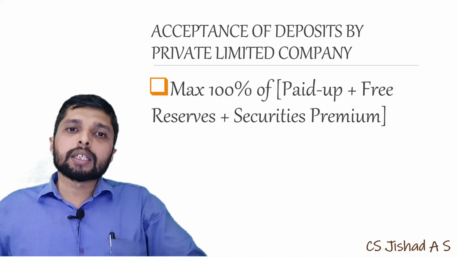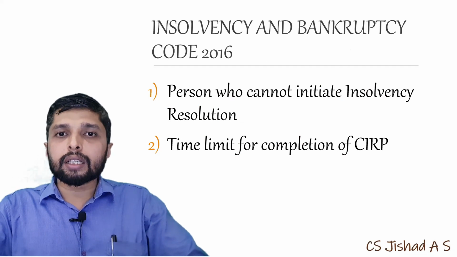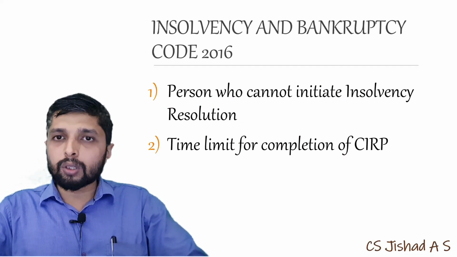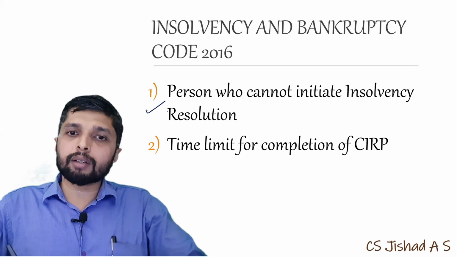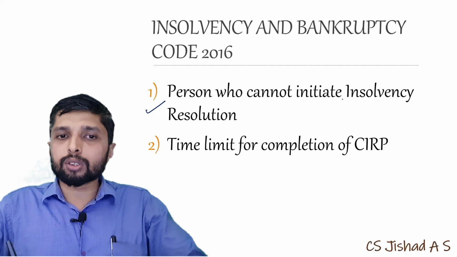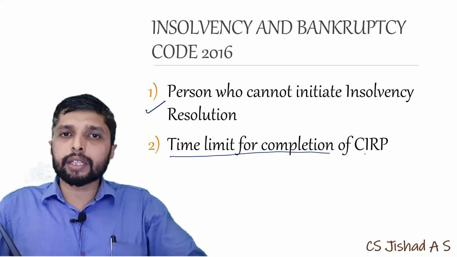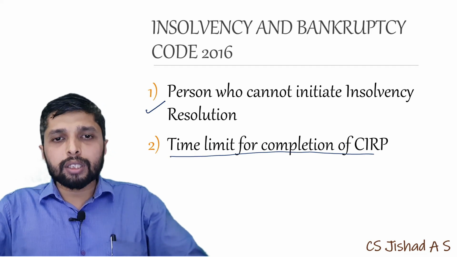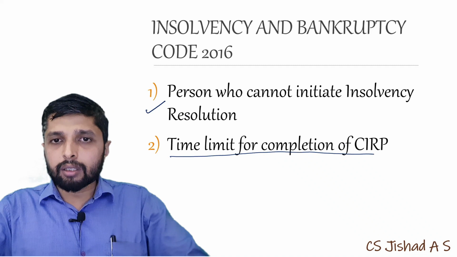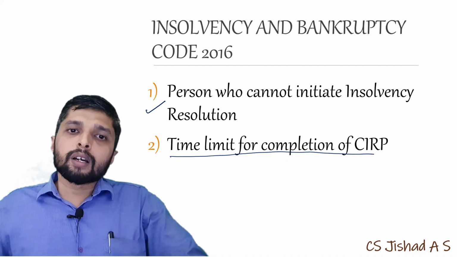Okay. Then next is related to the amendment in Insolvency and Bankruptcy Code 2016. So there are 2 amendments. One is in section 11, persons who cannot initiate insolvency resolution. Number 2, time limit for completion of CIRP. This is an amendment which took place in I think 2021, but again in the study material it was given wrong. Okay. So first we will move to section 11.